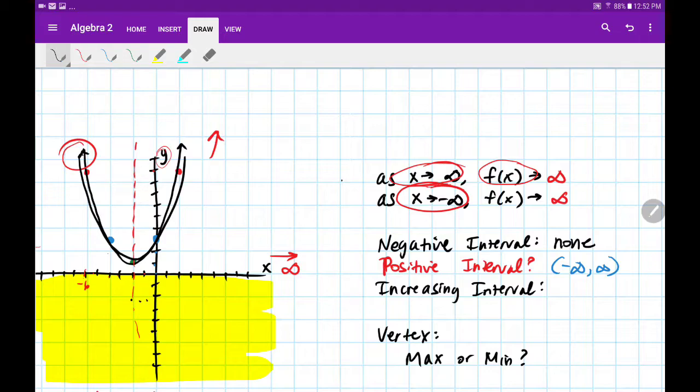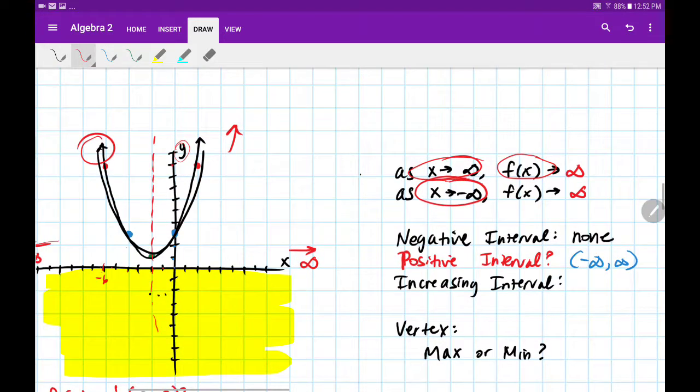Okay, now we're going to talk about where it's increasing. So again, we're going to start at the leftmost part of the graph. Let's start over here, and we're going to trace the graph. So is it increasing or decreasing? Well, it's going down. It's decreasing right now.